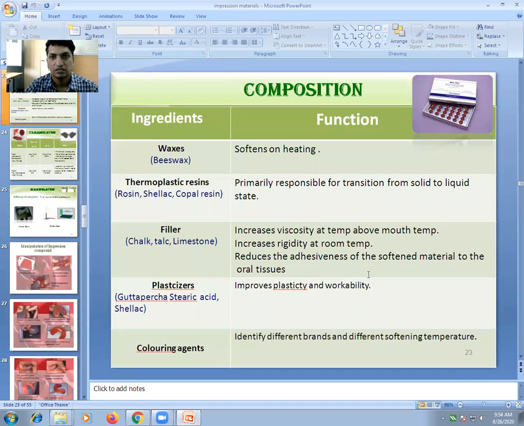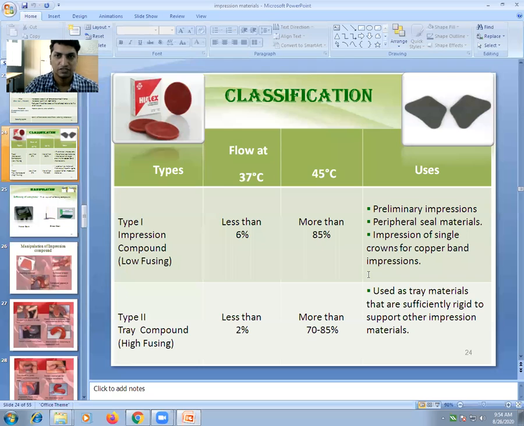Now these ingredients you can go through in the textbook. They are given there, with the basic composition and its function. Next is the classification.